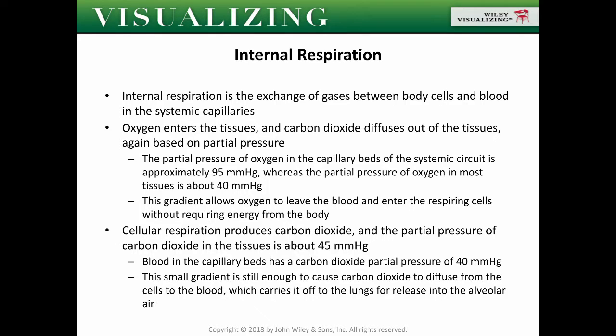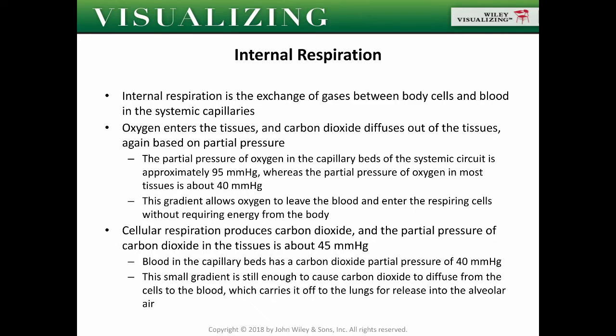The diffusion is because of, partly, Dalton's law, and of course the movement of passive diffusion, from high to low concentration. The partial pressure of oxygen in the capillary beds of the systemic circuit is approximately 95 millimeters of mercury, whereas the partial pressure of oxygen in most tissues is about 40 millimeters of mercury. So you have a lower concentration in the tissues than in the blood. Of course the oxygen will go from high to low, from the blood to the tissues.